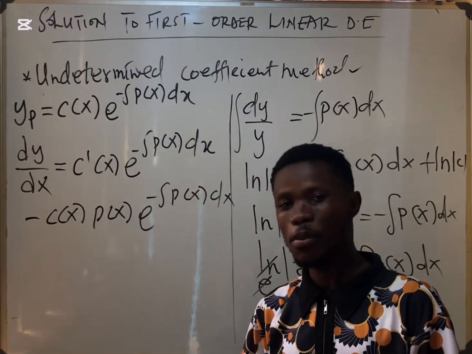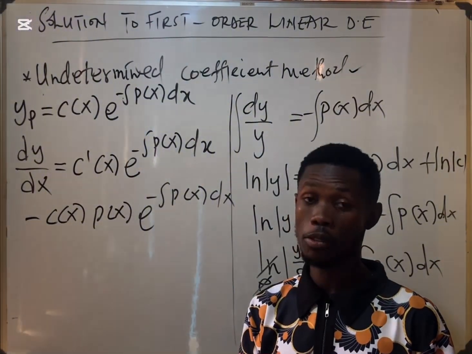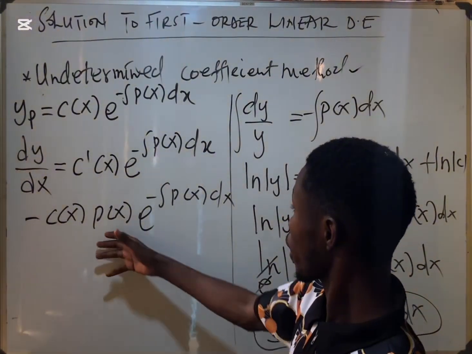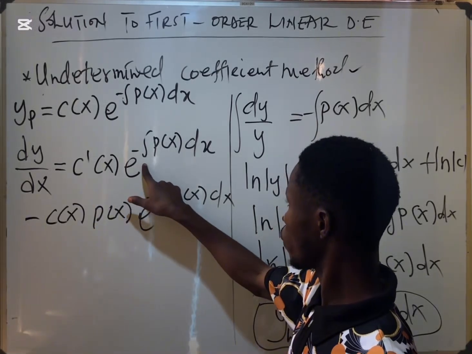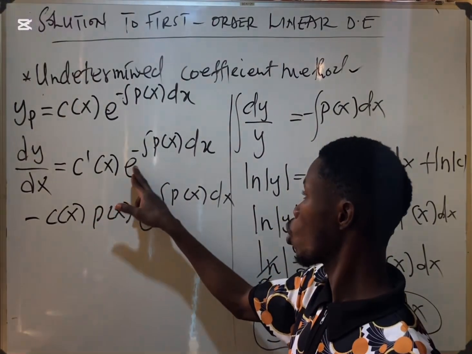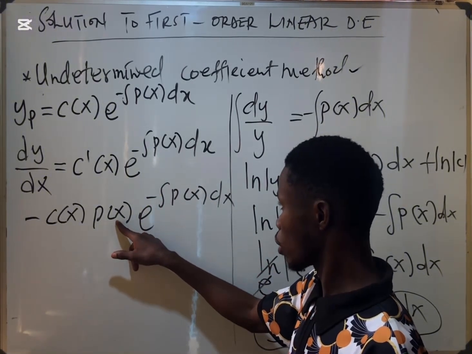Don't be worried about the proving, because sometimes they will not ask you to prove. If they ask you to prove, you have to be able to. What I've done here is that when I hold this one, if you are differentiating this exponential function, you differentiate the top one, that will give you p of x.